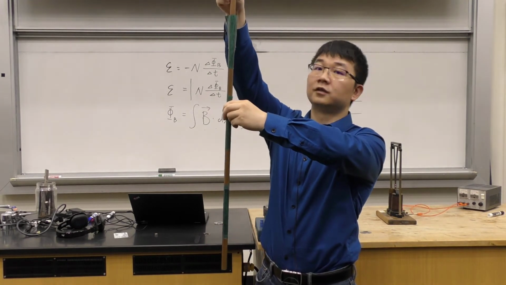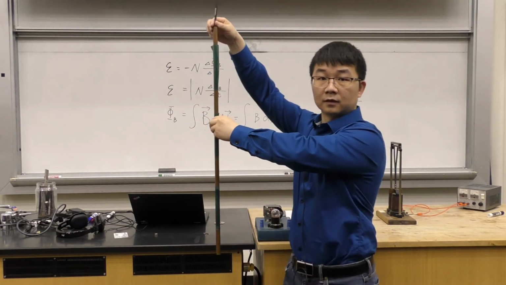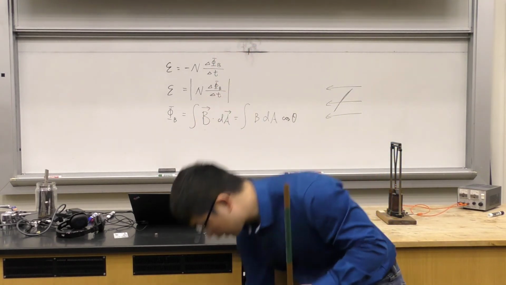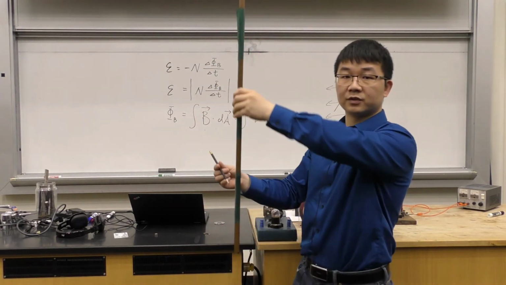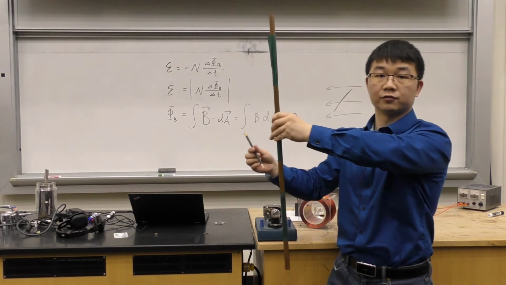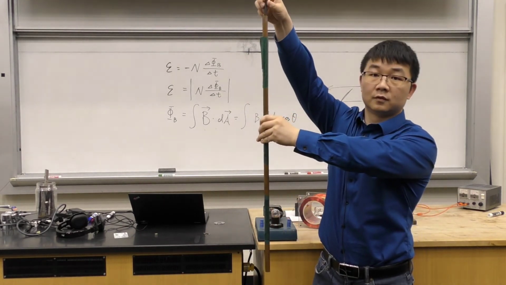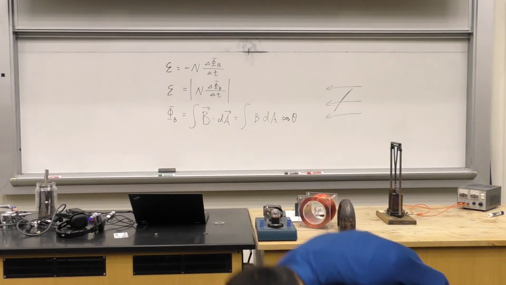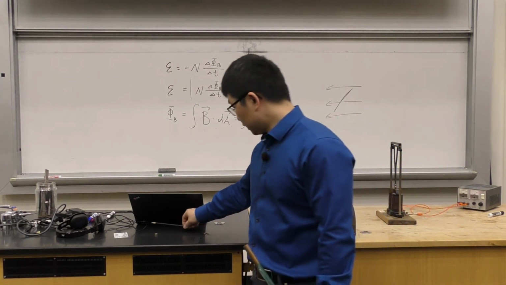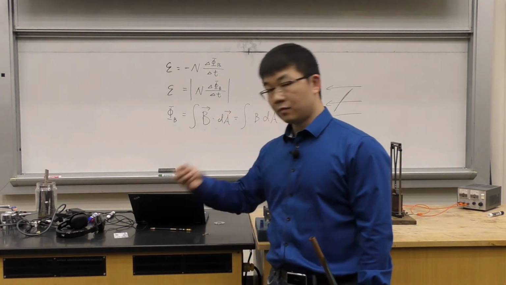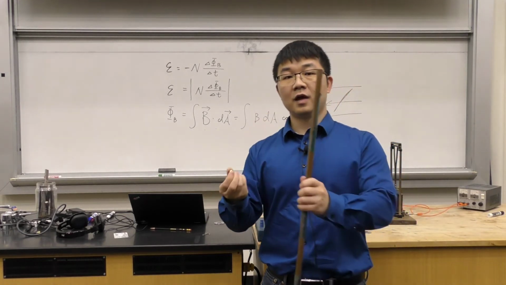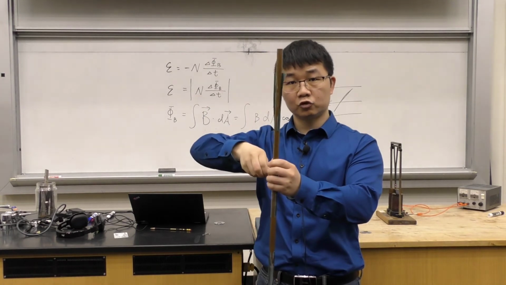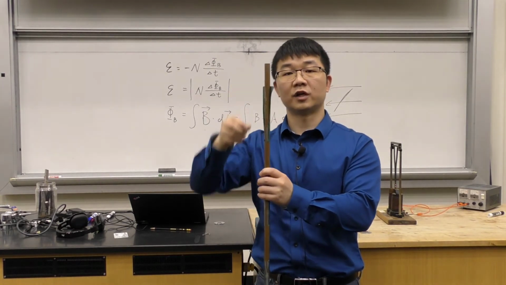So I'm going to do that here. Okay, make sure you can see that. Do you see that? This falls really fast because that's free fall, right? But now, if I use a magnet, then when the magnet is falling through the tube, there's some change in flux, right?